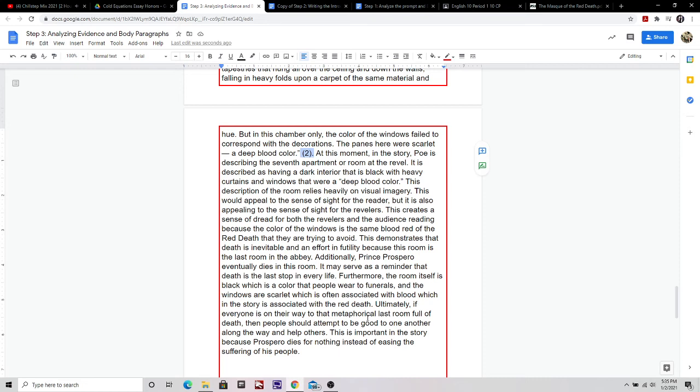It's about why does it look that way? What is that doing for the reader, okay? So I say this demonstrates death is inevitable. That's this part right here. This is getting back to my thesis and stuff.